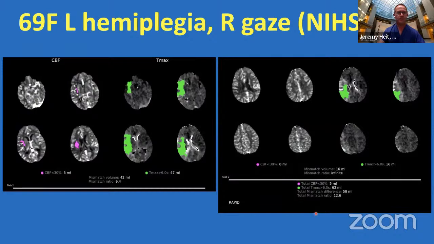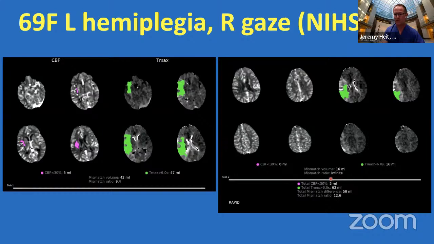Okay, let's look at this patient. 69-year-old female, left hemiplegia. She has a right gaze preference, a very high stroke scale. And this is what her CT perfusion images look like, right? So we see a pretty small looking core here, and certainly a penumbra that's much larger. This is the second slice going all the way up to the vertex. But overall, it looks like there's a pretty good mismatch. So this is someone that would probably be a very good thrombectomy candidate.